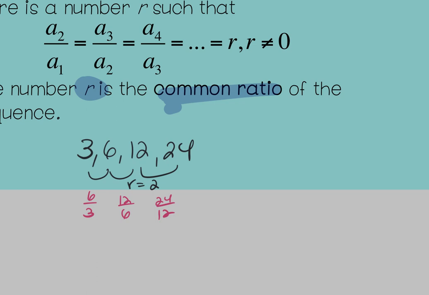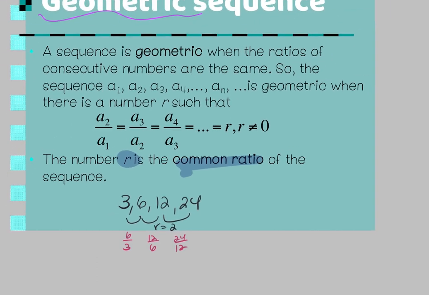So if you can see the multiple, then just use it. But if you need to find it, make sure you do the one on the right over the one on the left to find the ratio. And again, that's R.